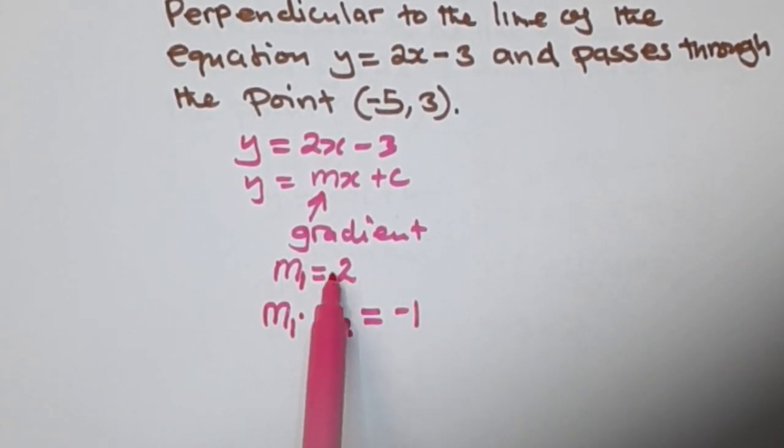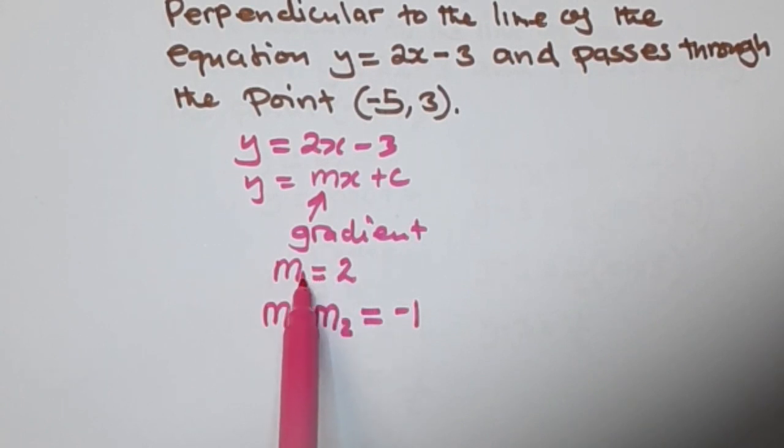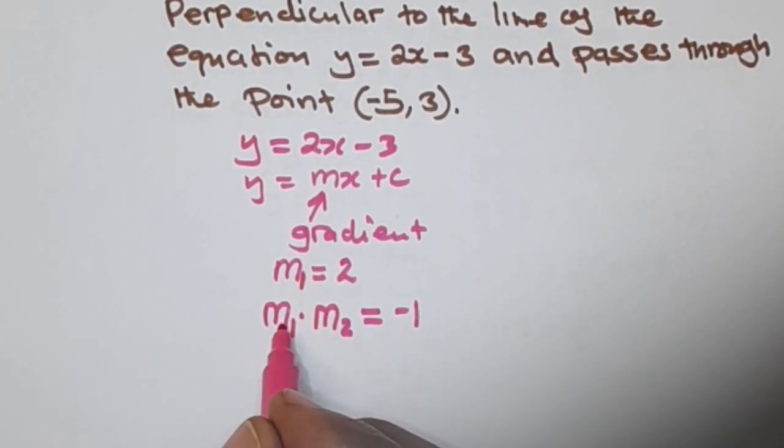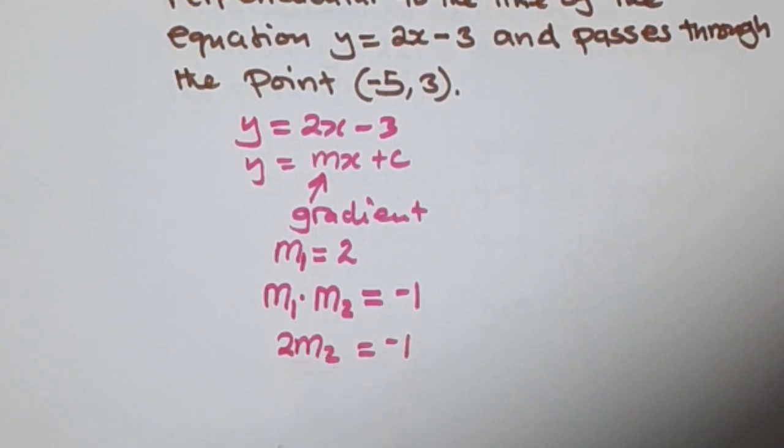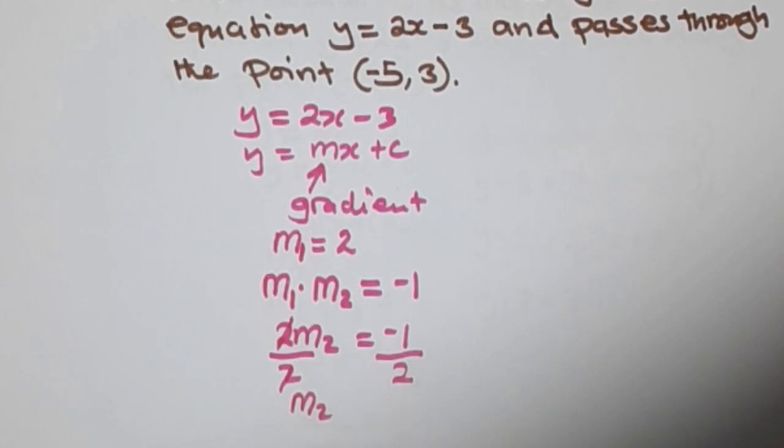Okay, so in this case, we have m1. Where there's m1, we're going to put a 2 there. So 2 times m2, we're going to have 2m2 is equal to -1. So our aim is to find m2. So we're going to divide both sides of this equation by 2, like that. So the 2's cancel. Then we have m2 being equal to -half. So this is the gradient of the second equation.